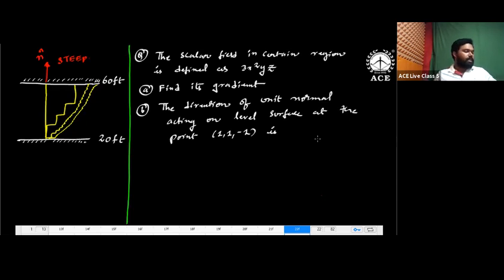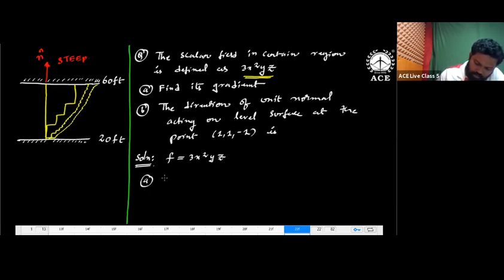The first part of the question is very straightforward. It is asking us to find out what is called a gradient. Yes. Now let us consider here is a scalar field. I'll represent it as F, 3x square yz. Question A, you need to find out the gradient.